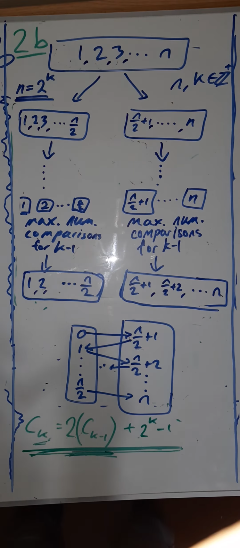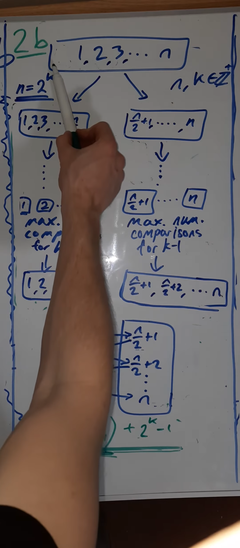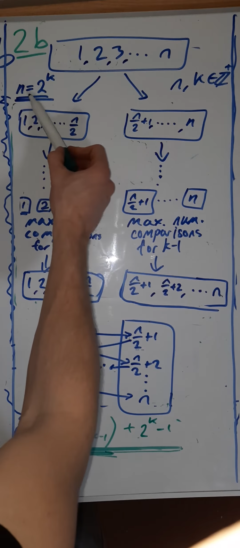This is Brandon Allen for Math 1510, assignment 3. The question I've chosen to do is 2b, which asks to give an intuitive justification for why this recursive expression gives us the maximum amount of comparisons required for the merge sort algorithm C of k, where the number of elements in the original list, n, equals 2 to the k.